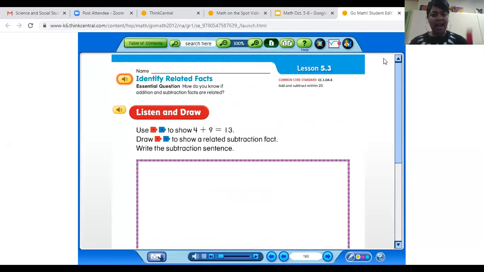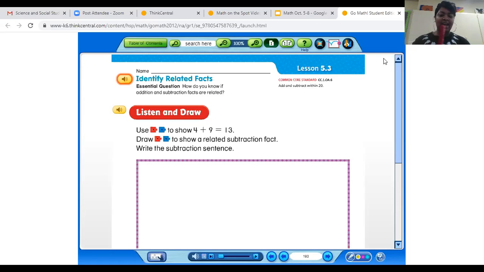So I have some cubes, and I'm going to use them to show 4 plus 9 equals 13. Okay, and then I'm going to figure out what subtraction sentence I can write. So I have to draw my related fact. So right here, I have 4 plus 9 equals 13. Okay, so let me show you guys that.